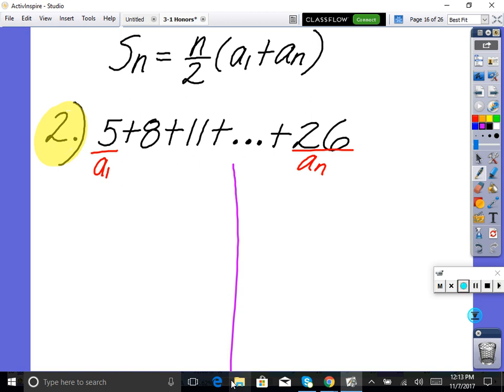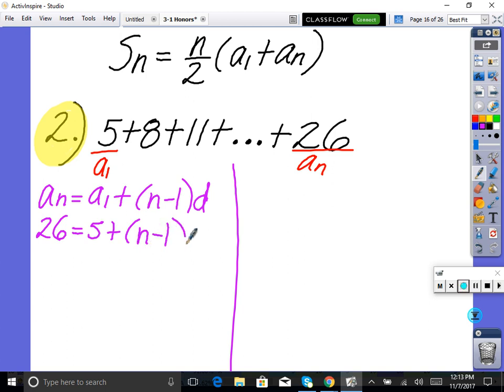So the first thing we would have to do is say, we don't know how many terms this is. We need to find n so that we know how many terms this is. So before we can plug into this formula, let's find n. We're going to use our explicit formula, plug everything in that we know. So a sub n is 26, because that's the term we're trying to figure out. A sub 1 is 5, plus n, what we're trying to find, minus 1 times the common difference, which is 3. Now just solve for n.